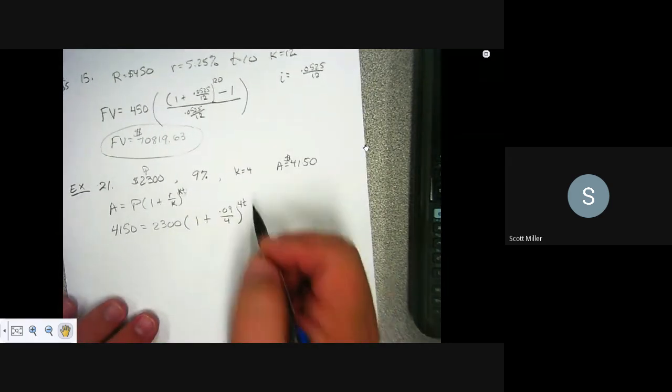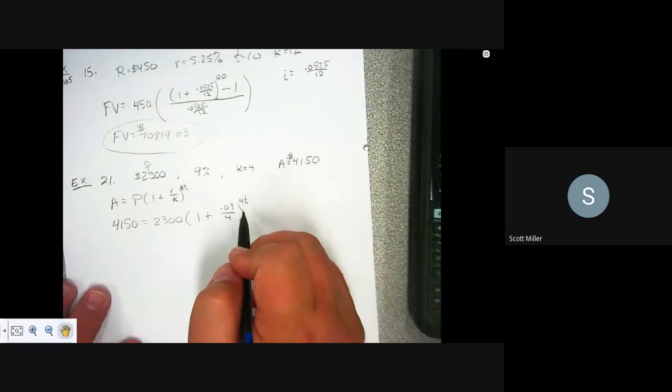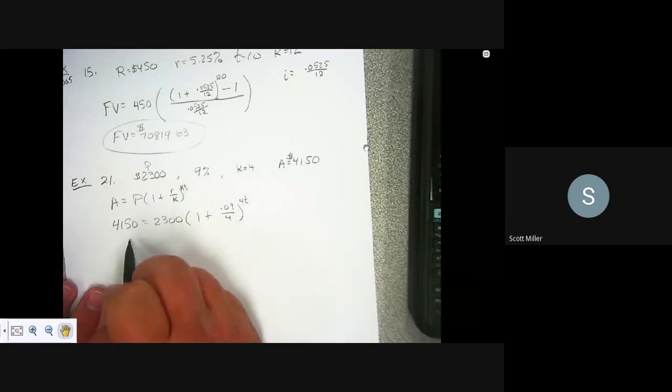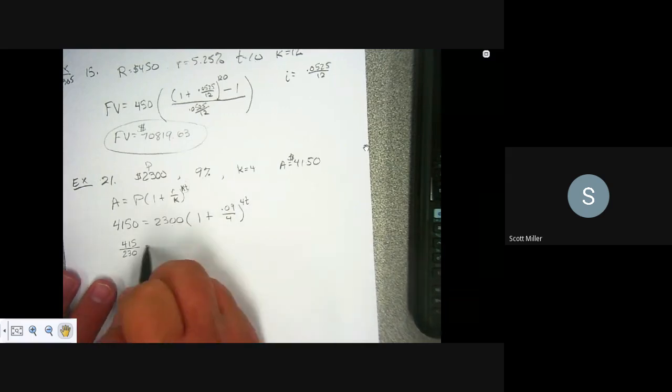So how do I solve this? Well, I got to get to that exponent up there. So this is an exponential that I have to then change into log form. Start by dividing by the 2300. And I'll reduce it later if I need to.